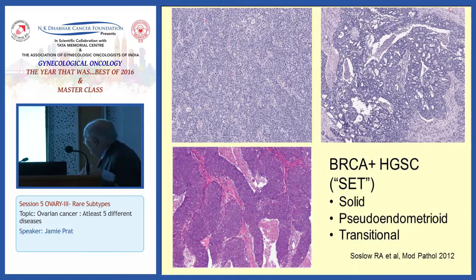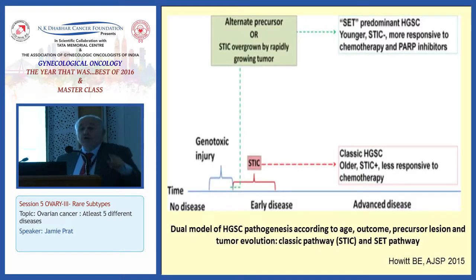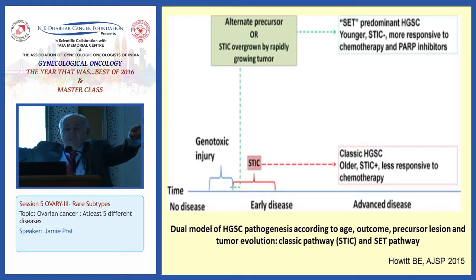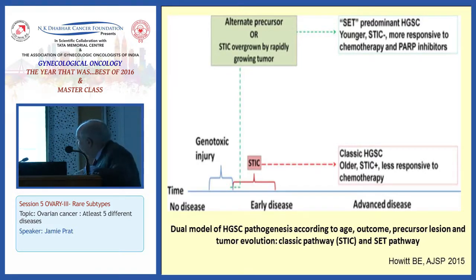Because of this, two pathways for high-grade serous carcinoma have been proposed. One would be the STIC, in older patients with classic morphology, and those are less responsive to chemotherapy. Whereas the type I mentioned, in younger, more advanced, BRCA-positive patients with this SET morphology, respond better to chemotherapy and may go through a different pathway, not the STIC, serous tubal intraepithelial carcinoma.